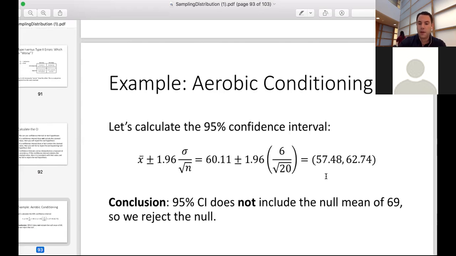If the null hypothesis mean was included in this confidence interval, we would not reject the null hypothesis. But in this case, because it falls outside the range, we reject the null hypothesis and conclude that the sample mean in this group is different from the population mean of 69 beats per minute.